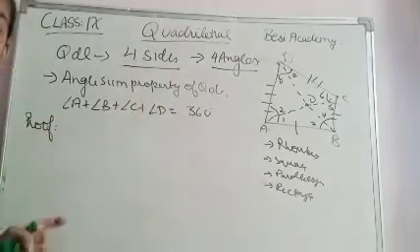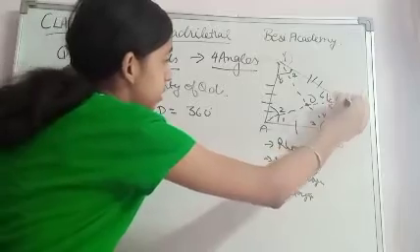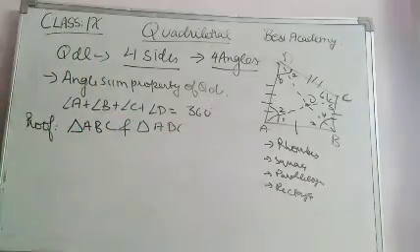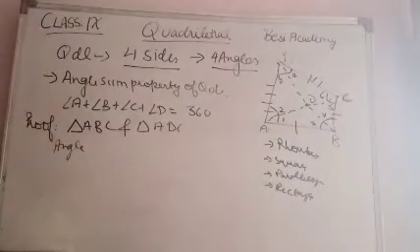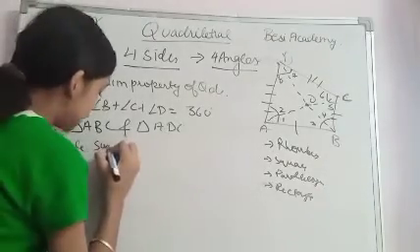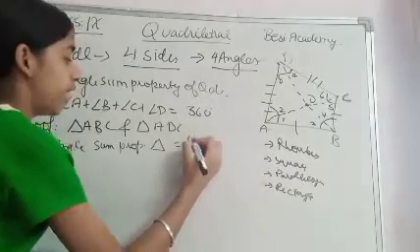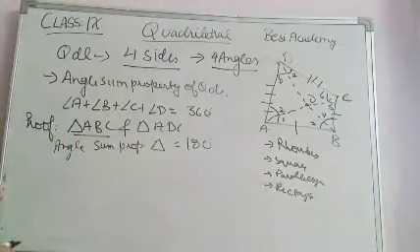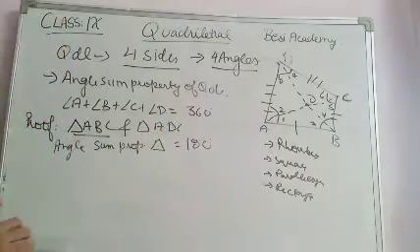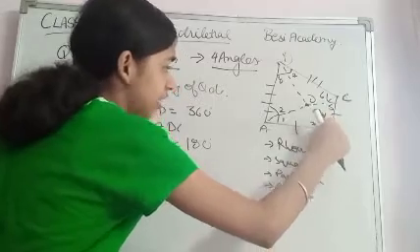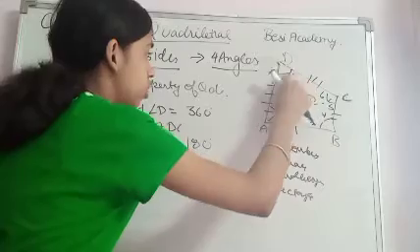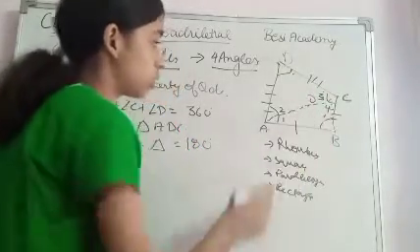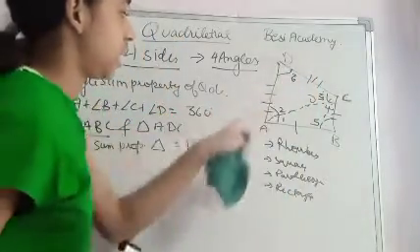So write the proof, everyone. You can see that by drawing the diagonal, two triangles are formed: triangle ABC and triangle ADC. As we know, the angle sum property of a triangle is 180 degrees. Hence, the sum of all angles of triangle ABC is 180 degrees, and the sum of this triangle is also 180 degrees. Only one diagonal should be considered in the angle sum property of a triangle. If we bisect all of them, four triangles will be formed, but we need to prove only with two triangles.